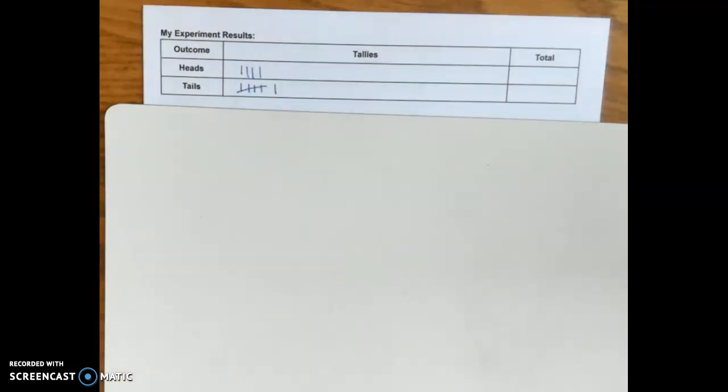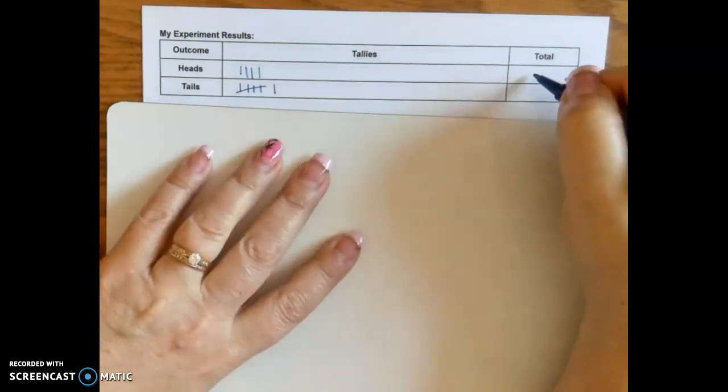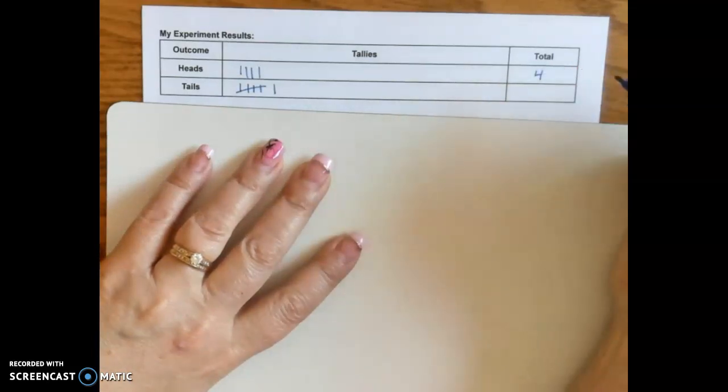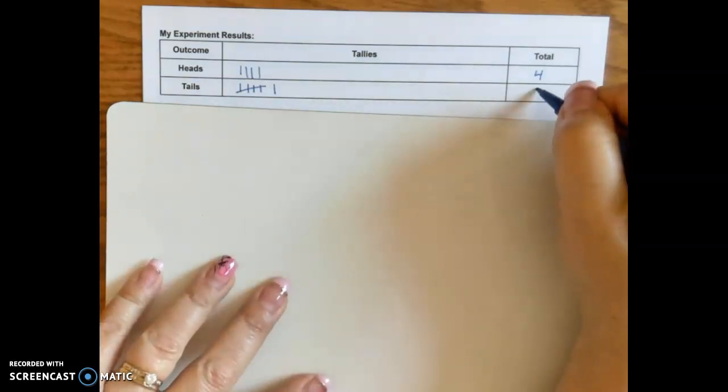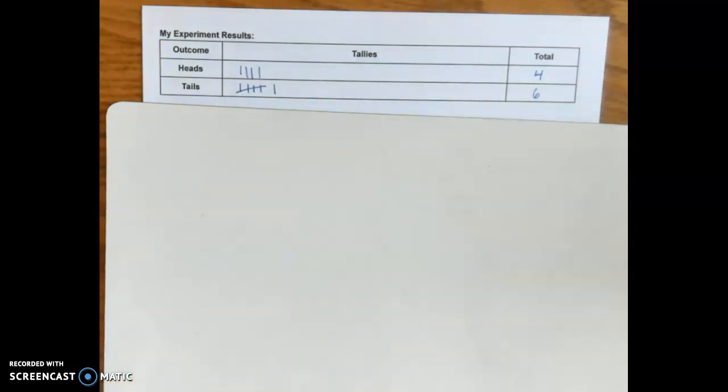Okay, ladies and gentlemen, you can see that my results are tallied. When I flipped my coin 10 times, 4 times my coin landed on heads and 6 times my coin landed on tails. Now, remember that the theoretical probability of landing on heads is 1/2.